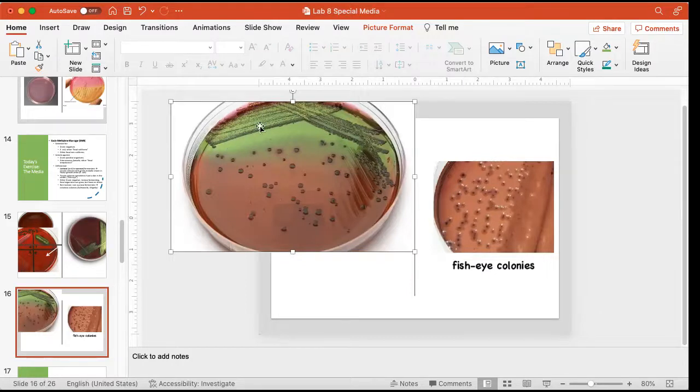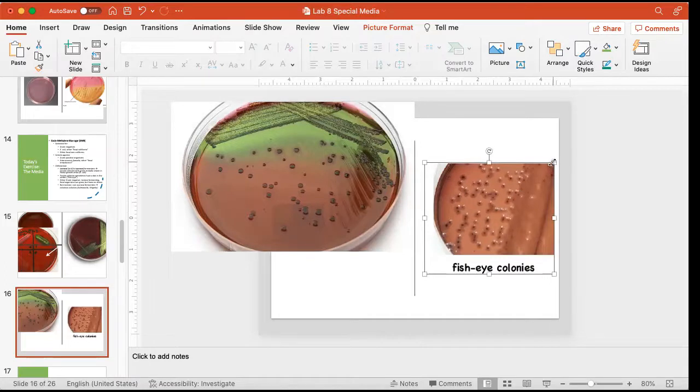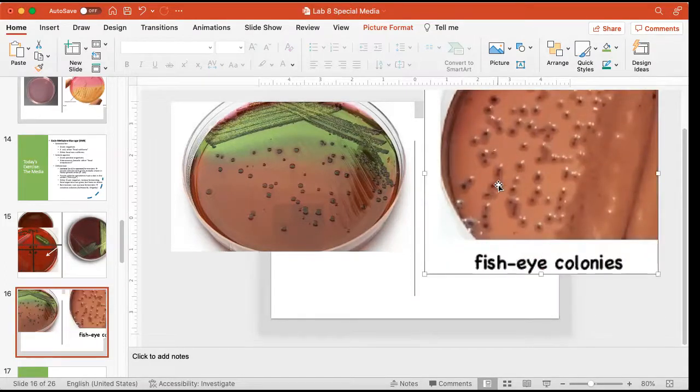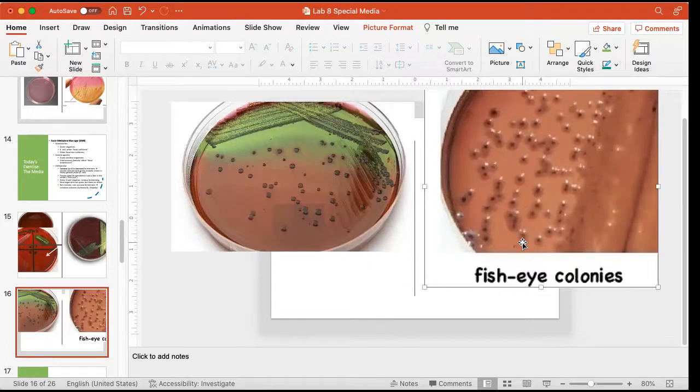Notice that on part of this growth, I can also get that green sheen. So that tells me that this is E. coli. If there was no green here, all I would know is that I have some coliform growing. And just for completeness' sake, this is what a fisheye colony looks like. And you see those black dots in the middle of those colonies? Some strains of bacteria, when they grow on EMB, will grow as colonies with these black dots in the middle. Again, it doesn't help us identify them. It's just a feature that some bacterial strains have.